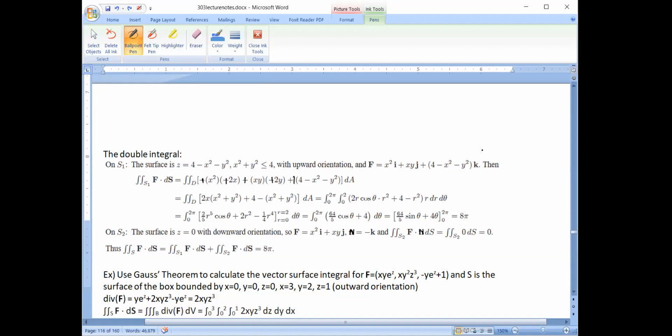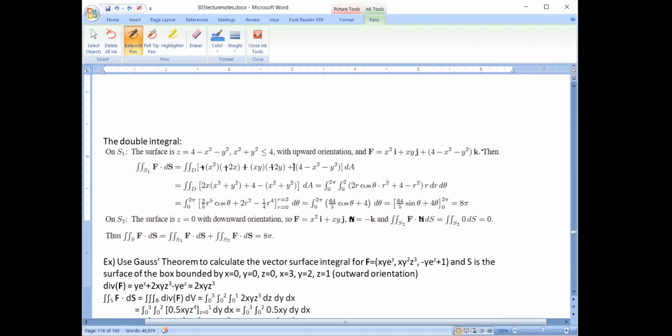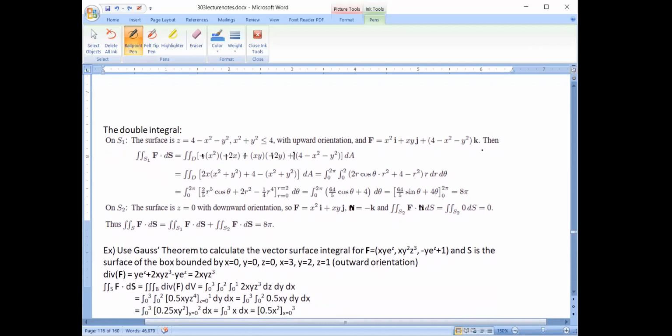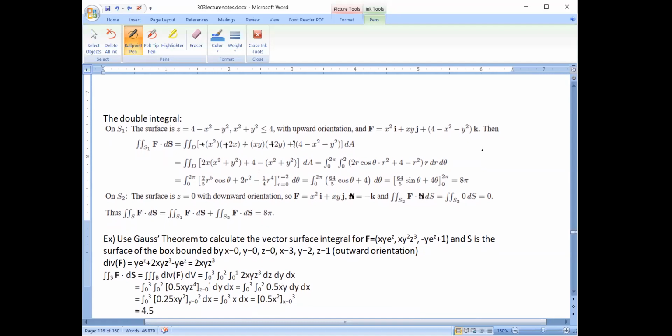And now we've got a really, really simple triple integral, and we just do it. So integrating with respect to z, you get half xyz to the fourth. Plugging in z goes from 0 to 1, you just get half xy. Now integrate with respect to y, and you get a quarter xy squared. Plugging in y goes from 0 to 2, you just get x. Integrating that with respect to x, you get half x squared. Plugging in x goes from 0 to 3, you get 4.5.